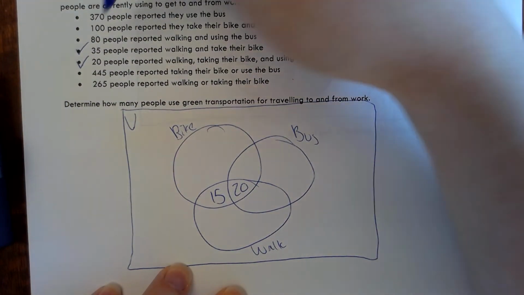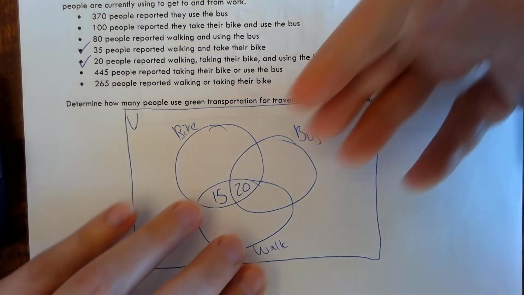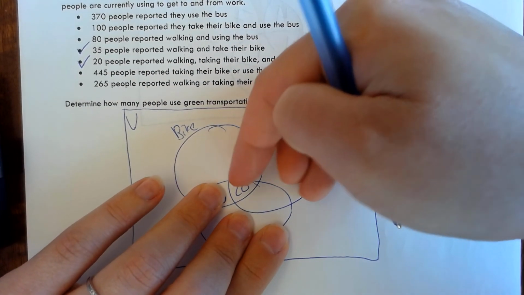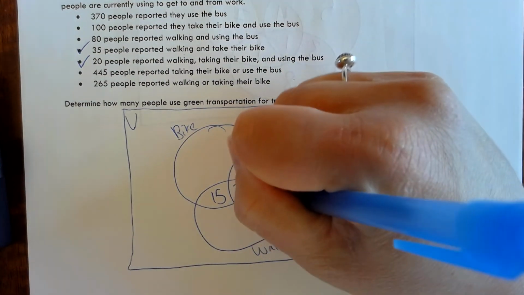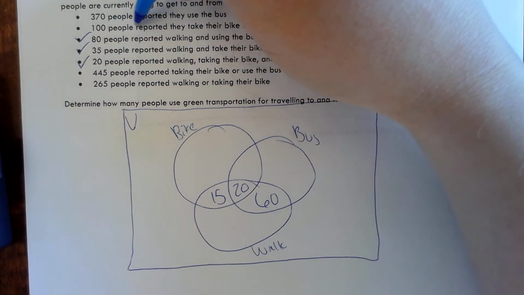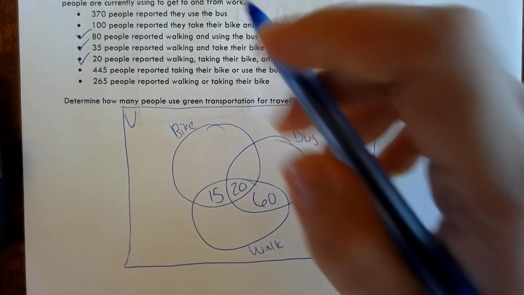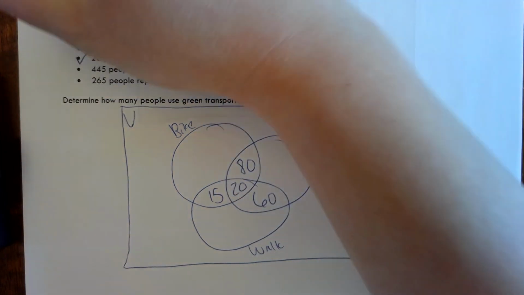Okay, another and right here. 80 people reported walking and bus. So walking and bus, 80 people. We've already counted 20, so there's 60 people left, and we're flying. Okay, one more. 100 bike and bus. 100 bike and bus, exact same concept. We're going to subtract. We've got 80 people left. Great.